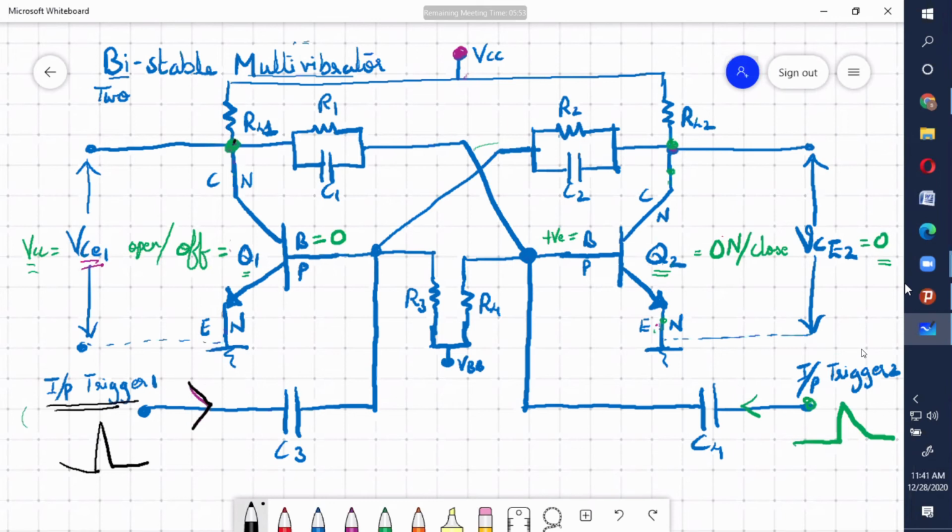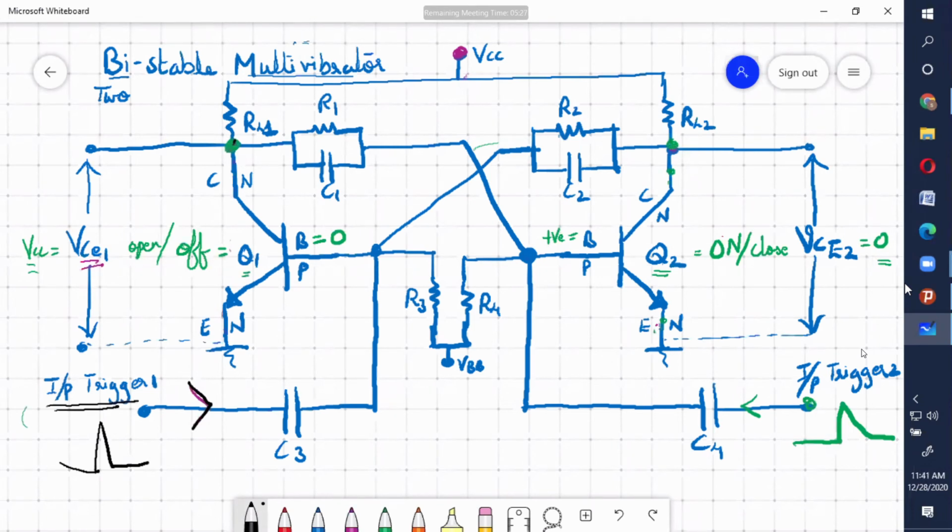Whenever you give a trigger on which side, that side will be on, and the other side will be off. If this side is on, the other side will be off. There are two stable states. So where do you use this? One side is on, one side is off. Where can you use the application?